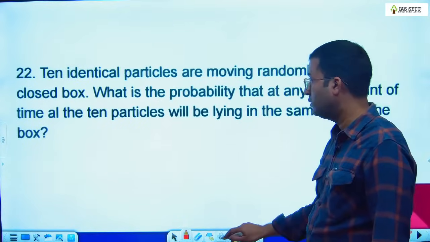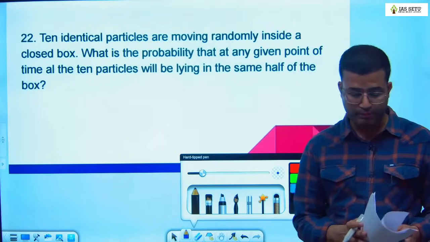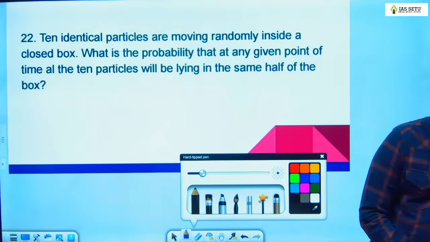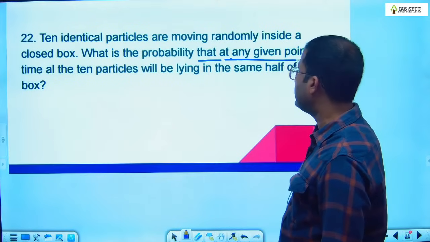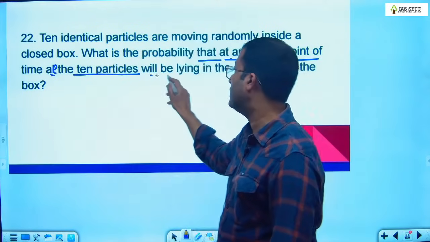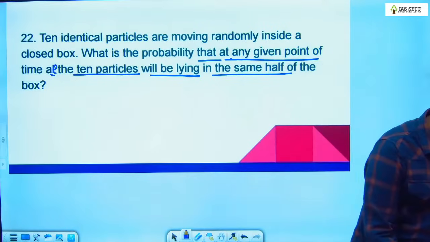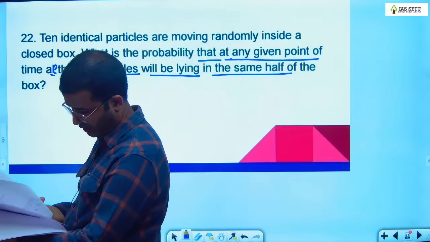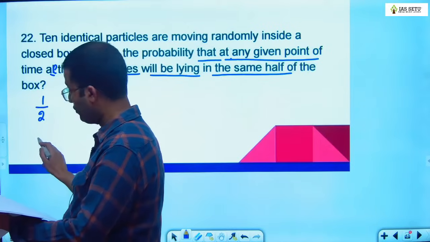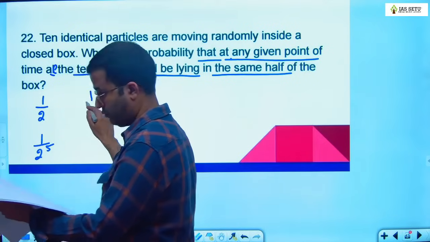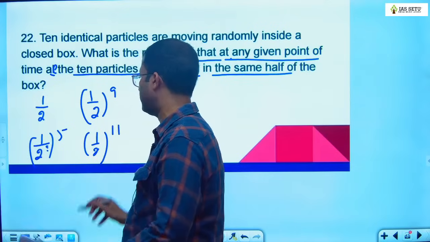Now next is, this is also a good question of UPSC previous year, can be asked. 10 identical particles are moving randomly inside a closed box. What is the probability that at any given point of time all the 10 particles will be lying in the same half of the box? The answers were written as 1/2 to the power something. I give the answer options also: 1/2 to the power 5, 1/2 to the power 9, 1/2 to the power 11.